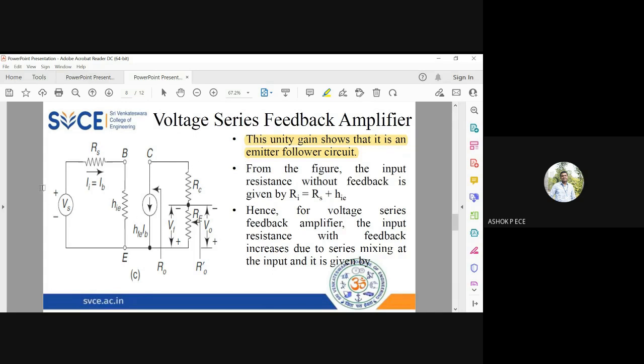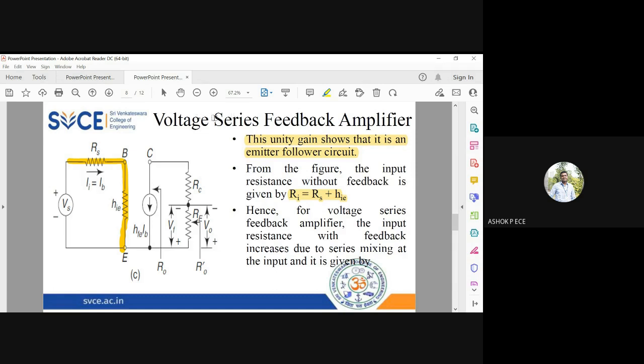At the input side, you see what resistance is there: RS and HIE. The same current flowing through RS is flowing through HIE. When the same current flows, the resistances are in series, and when resistances are in series, you have to add. So RI equals RS plus HIE.